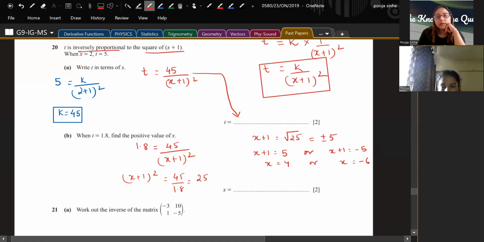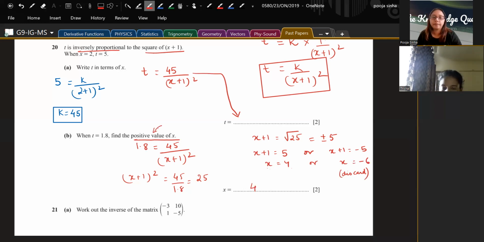But what does it say? Positive value. Which one will I take? You'll take positive 5, so x is equal to 4. That's the answer you take and you discard the other. If this was not there, you would have got two answers and you have to mention both the answers. Okay? Okay. Next.